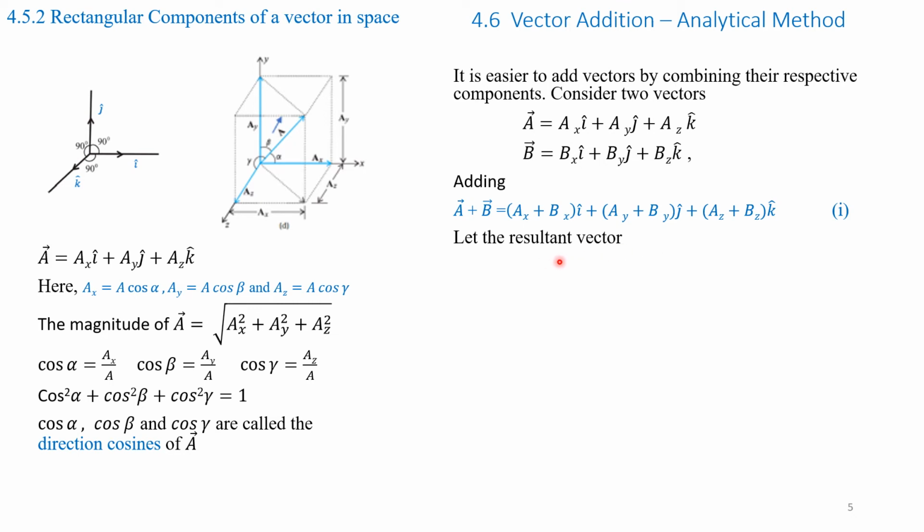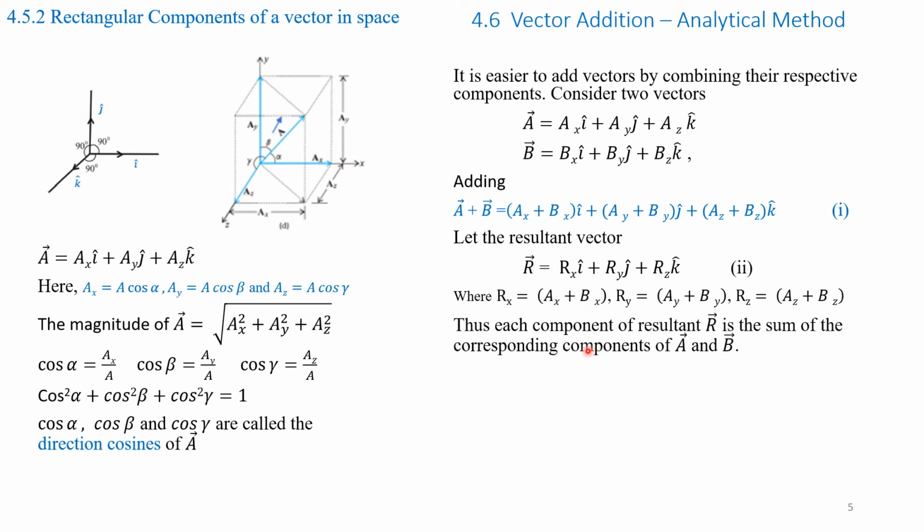Let the resultant vector be represented by letter R. Vector R is equal to RxI plus RyJ plus RzK. Let it be equation 2. So we define Rx as the coefficient of unit vector I, that is Ax plus Bx, and Ry is the coefficient of unit vector J, that is Ay plus By, and Rz is the coefficient of vector K, that is Az plus Bz.